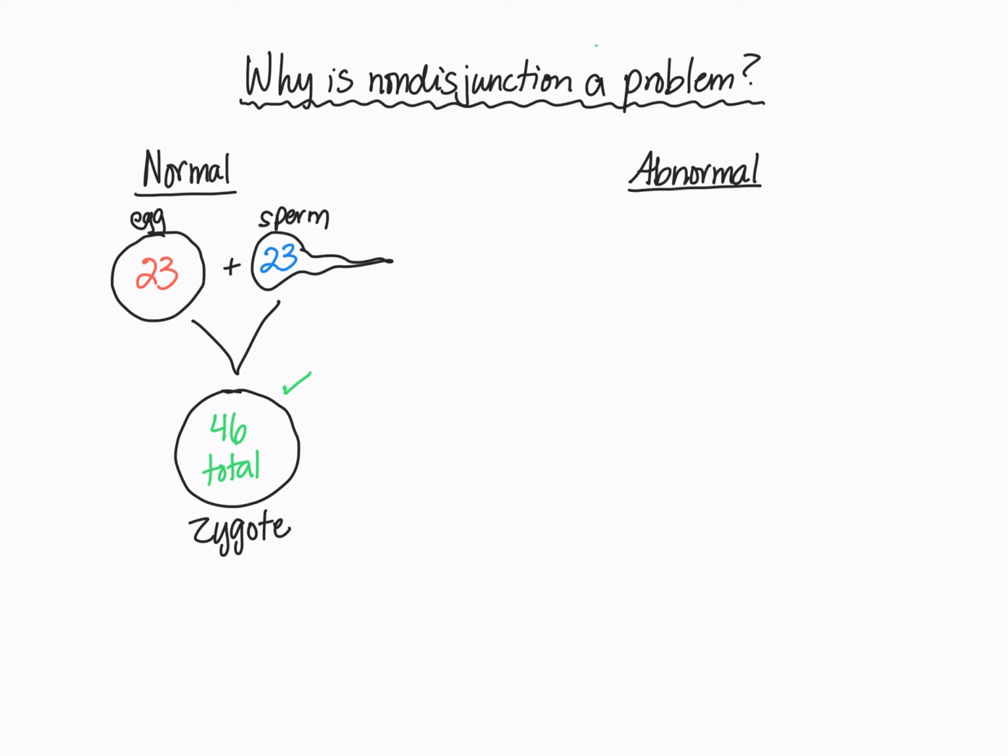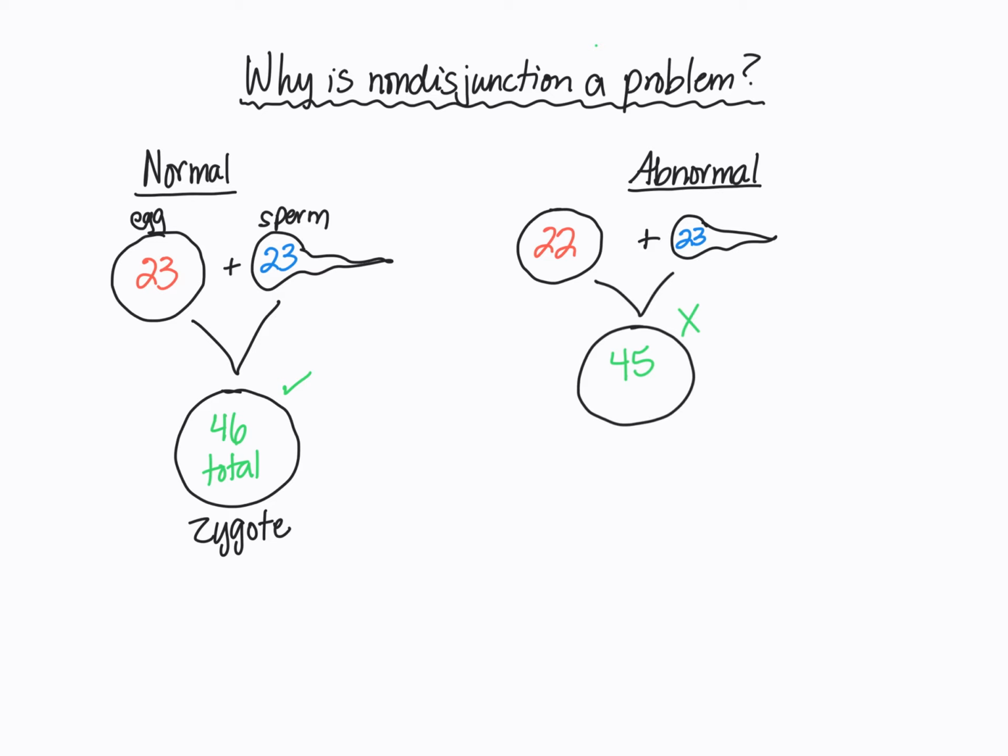Now, let's say that we have an egg that is formed that is missing one of its chromosomes. So maybe it only has 22 chromosomes. And let's say that it is fertilized by a sperm with the normal number of chromosomes, so 23 chromosomes. Now we end up with a zygote that only has 45 chromosomes, and that's a problem because 45 chromosomes is not enough genetic information in order to make a properly developed human.